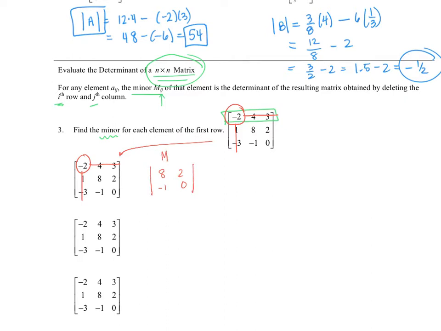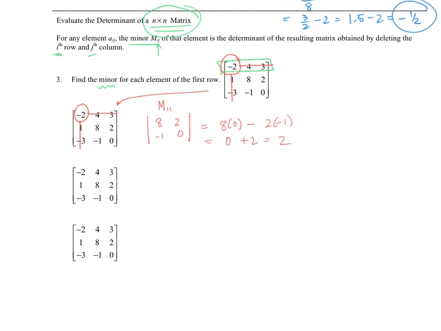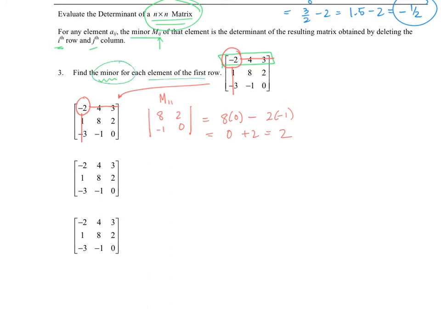So the minor for row 1, column 1 will be that. We'll cross multiply, 8 times the 0 minus 2 times the negative 1. That 0 really plus 2, so we get 2. Now for the next element in that first row, because it wanted me to find the minors for each element of the first row, I'm going to look at the 4, so I cross off the row and the column. So the matrix will be 1, 2, negative 3, 0, but we're going to try and find the determinant. Again, diagonally, that's 1 times 0 minus 2 times negative 3. That'll be 0 plus 6, so we'll get 6.